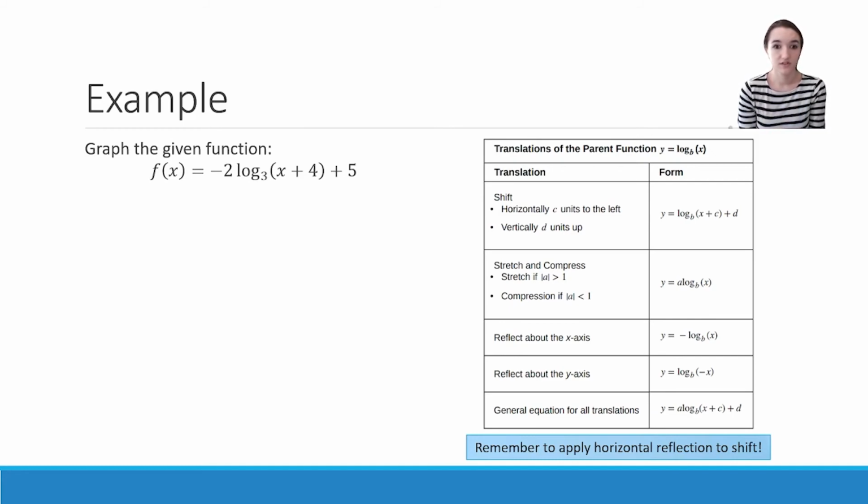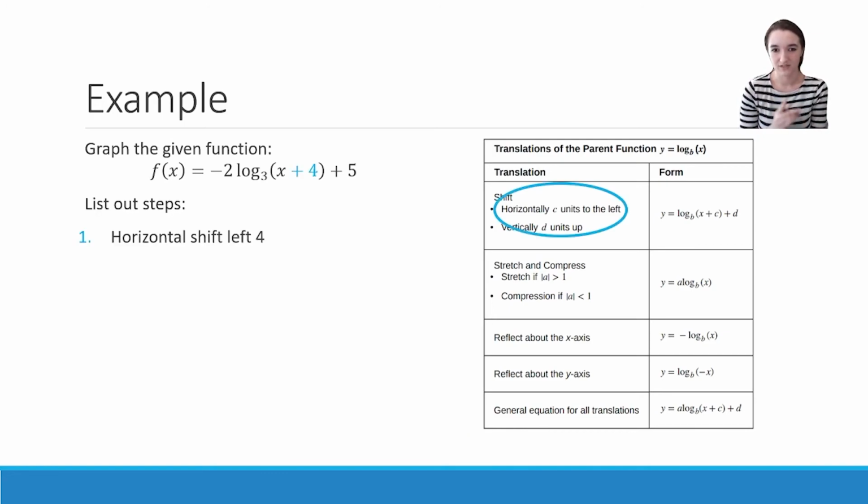So let's do an example. We want to graph the given function f of x equal to negative 2 log base 3 of x plus 4, plus 5. There's a lot going on here, and I probably wouldn't ask you to do all of this at once, but we're going to do all of it at once. So first, list out our steps. That's what we always start with, is list our steps.